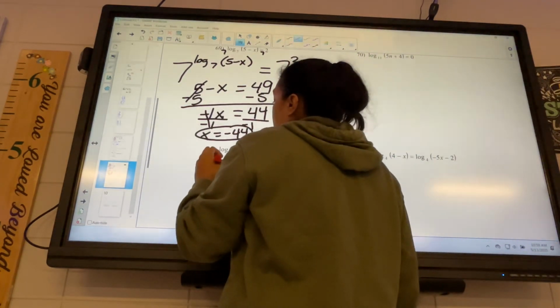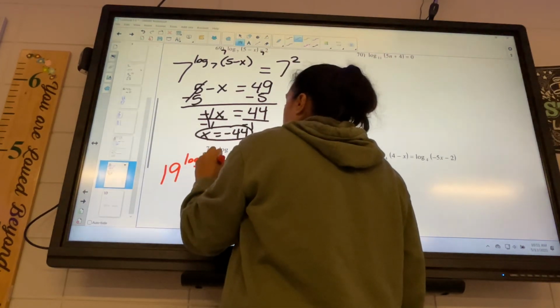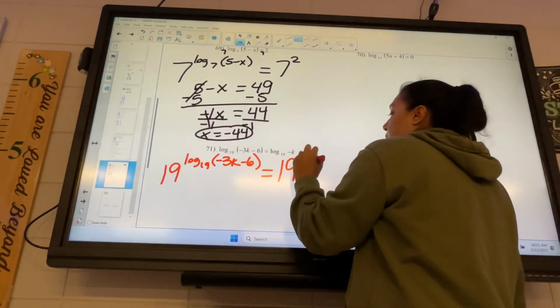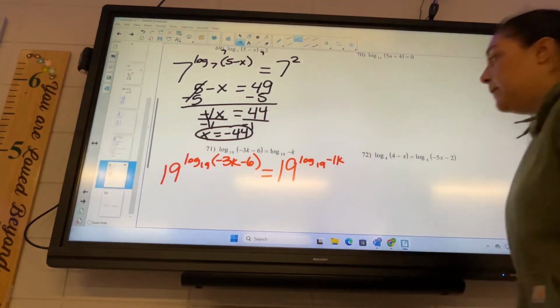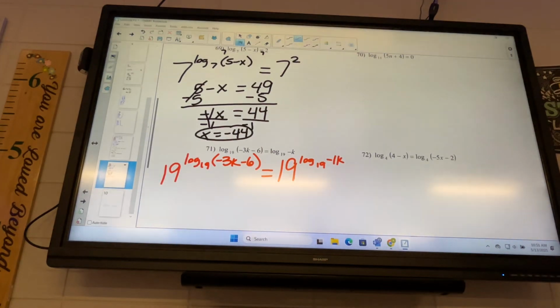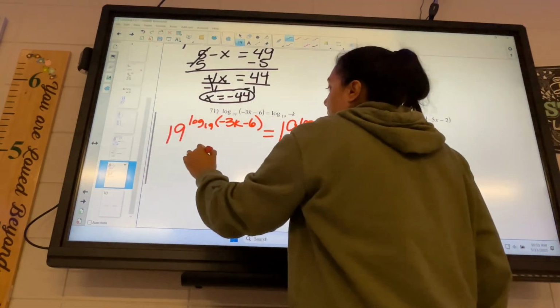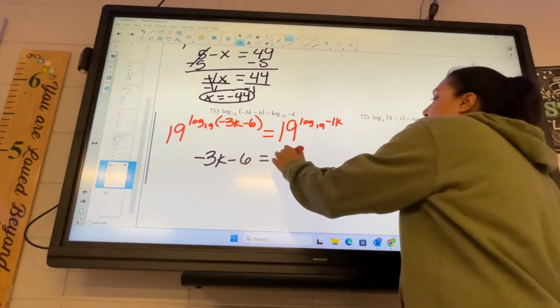Okay, 71. We're gonna say 19 to the log base 19 of negative 3k minus 6 equals 19 to the log base 19 of negative 1k. So what are we left with on the left side? Negative 3k minus 6. What do we have on the right side? Negative k. Negative 1k. Yeah.